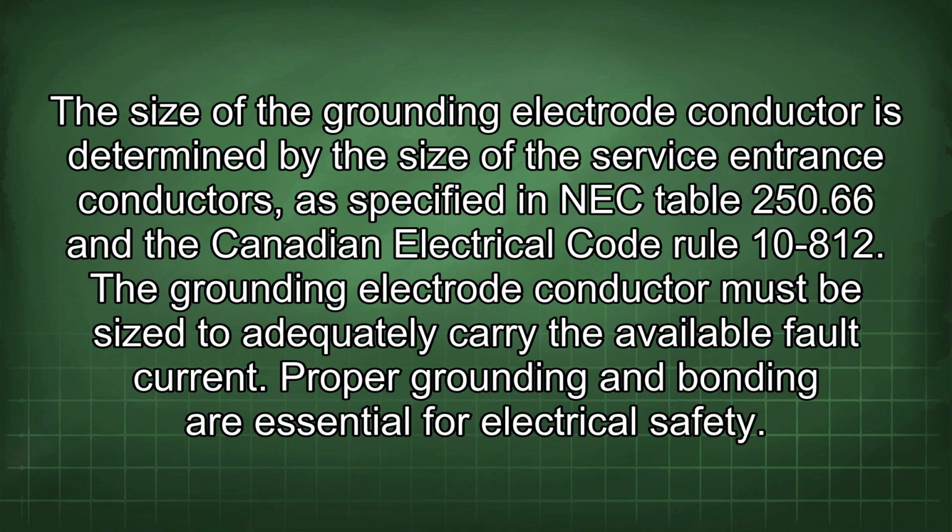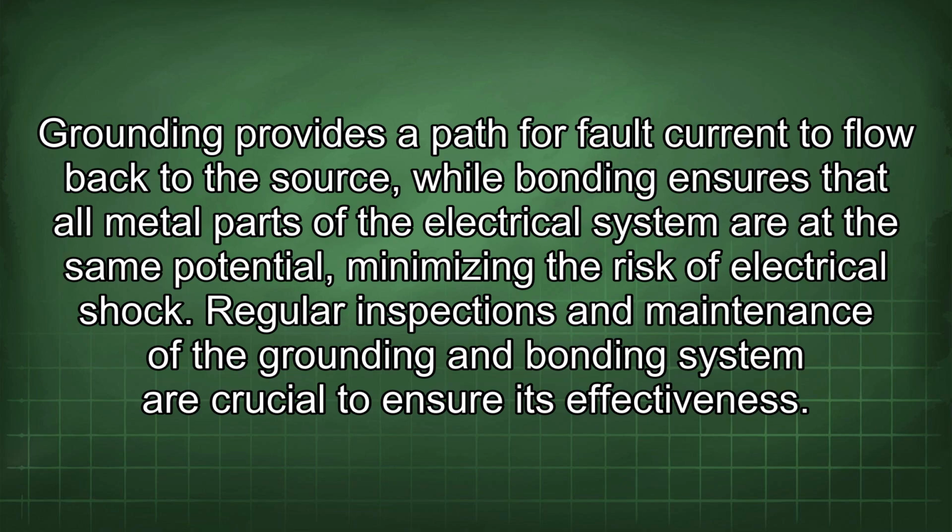Proper grounding and bonding are essential for electrical safety. Grounding provides a path for fault current to flow back to the source, while bonding ensures that all metal parts of the electrical system are at the same potential, minimizing the risk of electrical shock. Regular inspections and maintenance of the grounding and bonding system are crucial to ensure its effectiveness.